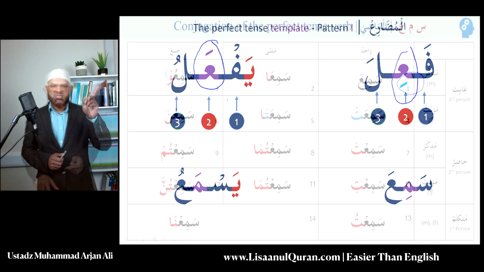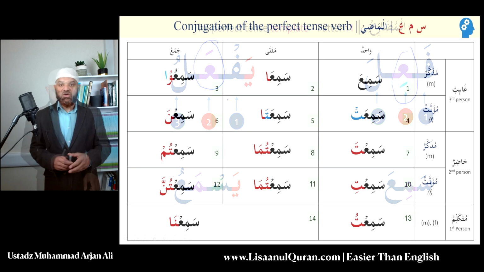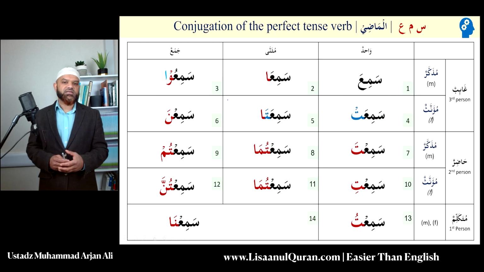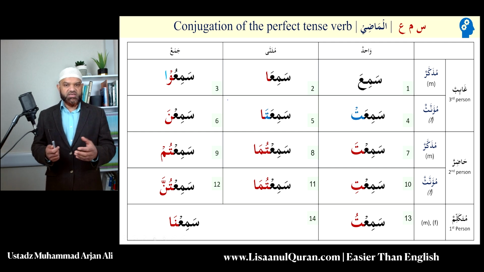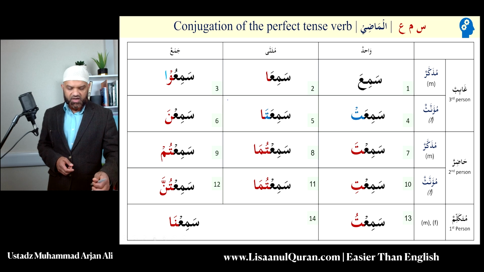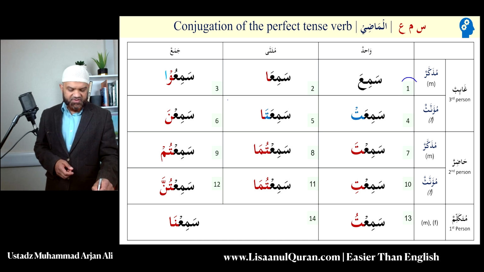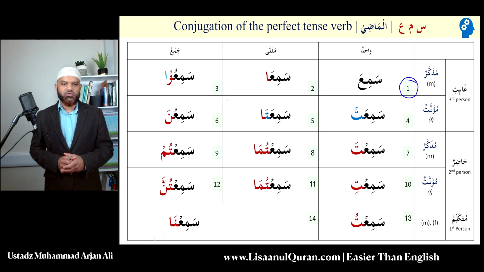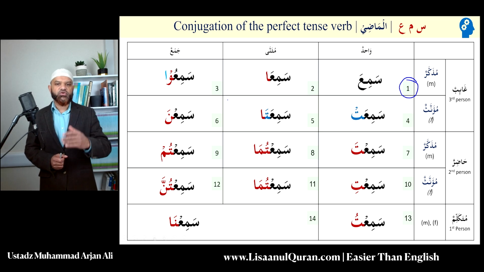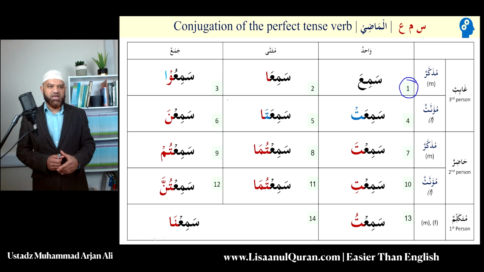Sami'a yasma'u. So this is now the Madi, the past tense of sami'a. We've done these 14 forms already. So just as a quick reminder, if you know number 1, using the rules we went through in the previous lesson, you should be able to form all the other 13, making a total of 14. Let's quickly conjugate together so we can practice one more time.